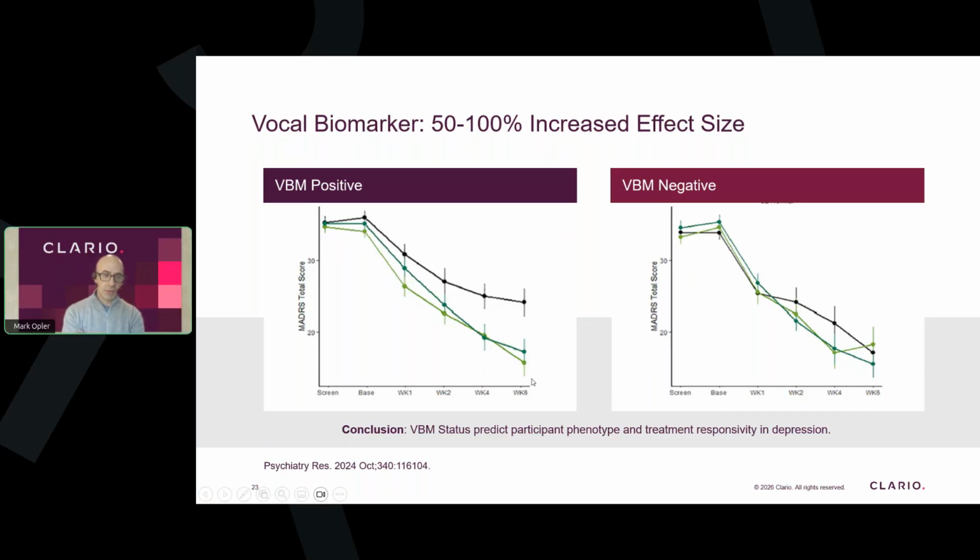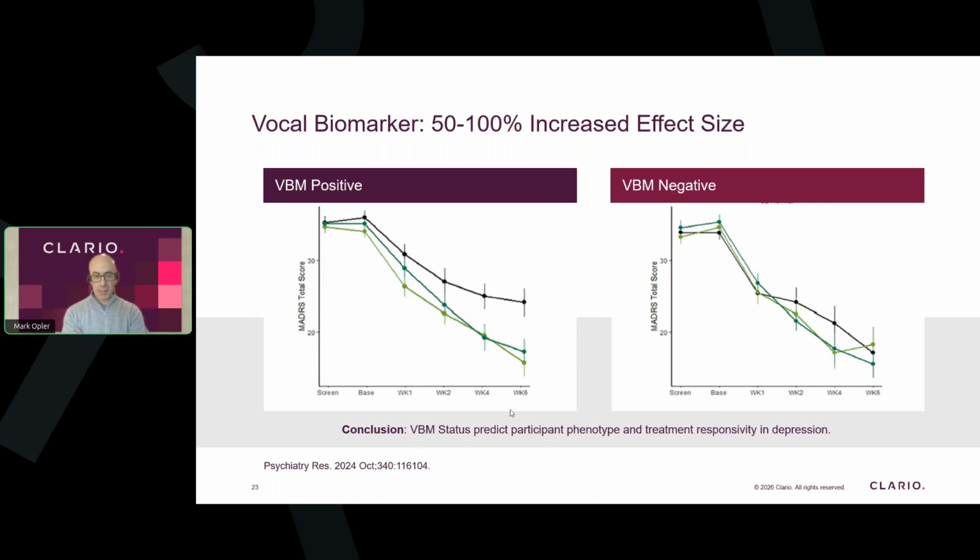Those patients who at screening had longer latencies, indicative of higher levels of depression, we call them vocal biomarker positive. So vocal biomarker negative on the right, vocal biomarker positive on the left. These graphs demonstrate the changes in the MADRS total score in the clinical trial I was referring to. The black line shows you the placebo group, patients on placebo. The green lines show you the patients on 2 different doses of the drug that was under investigation.